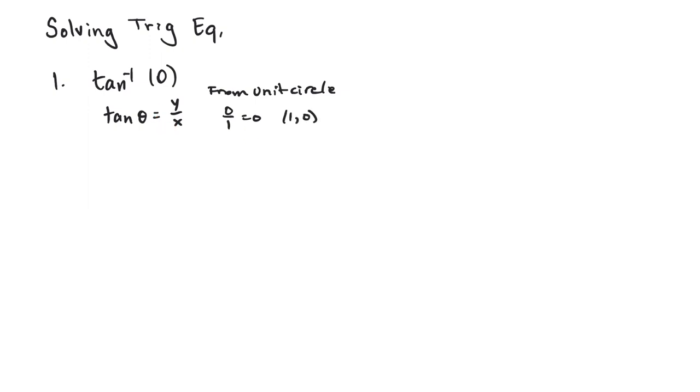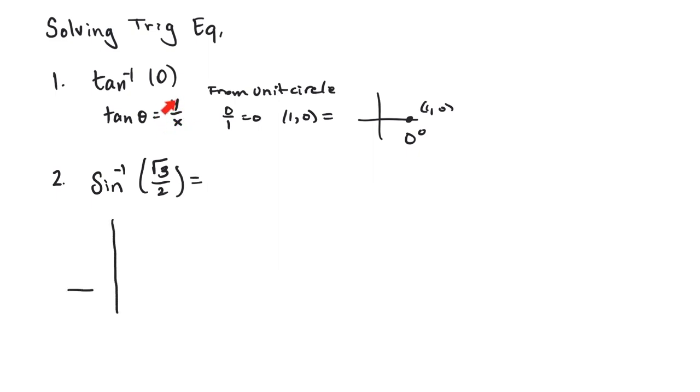Well, it's something over zero. And the only place I have zeros is on the axes, right? So zero over one would be equal to zero. So x is here, y would be there, which creates this coordinate there. It's all the way over here at 0 degrees, or 0 radians if you're working in radians, right? Tangent is one that's a little bit trickier because I have to worry about these coordinates, but that's how you'd look at it.